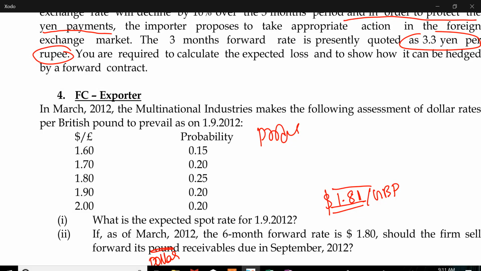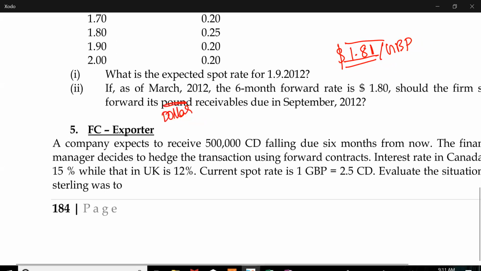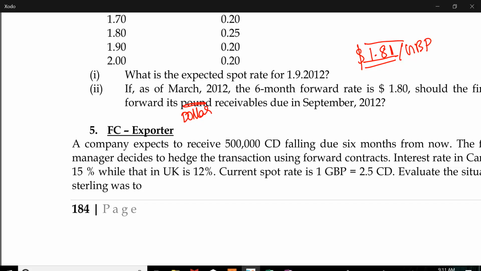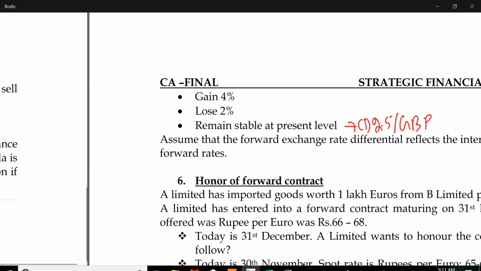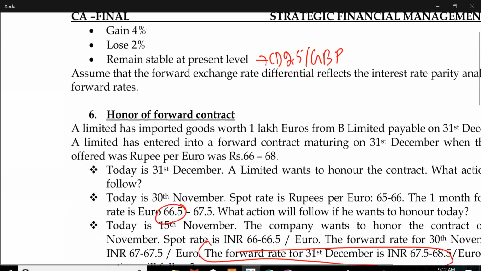weighted average of the various rates, with probability being the assigned weight. Question number 5. Forward rate will be calculated as per IRPT. Next, profit/loss equal to amount payable in spot market minus amount payable in forward market.